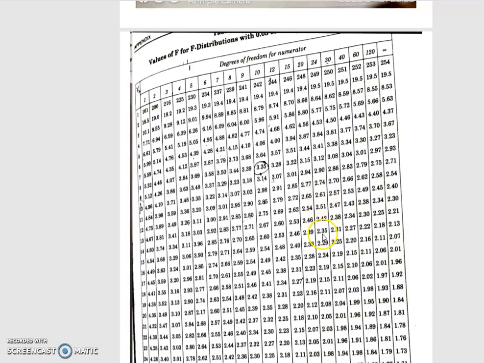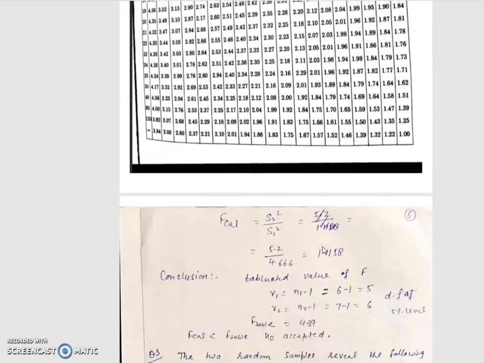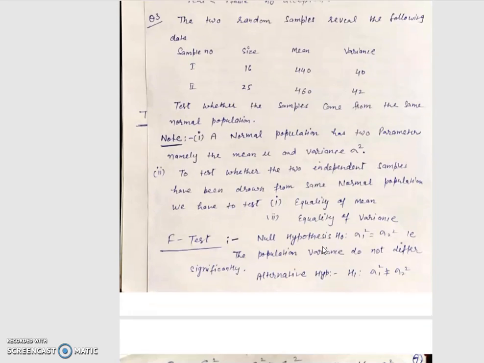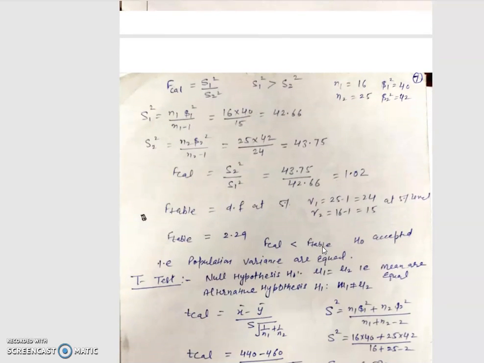The value is 2.29. So the F table value is 2.29. Now here F calculated is 1.02 and the F table value is 2.29. So F calculate is less than the F table value, H naught is accepted. That's why, first point, the population variances are equal.